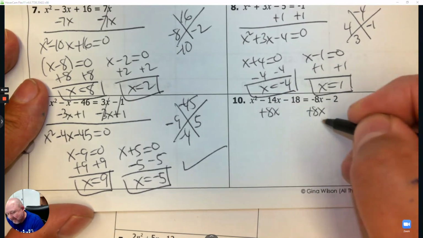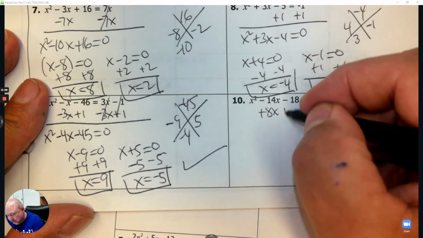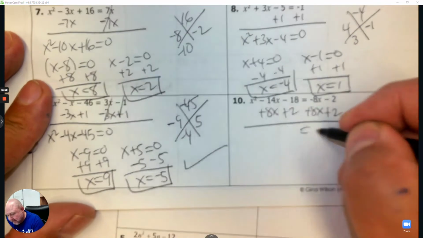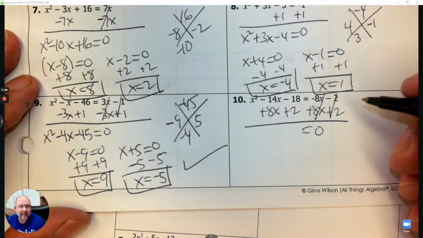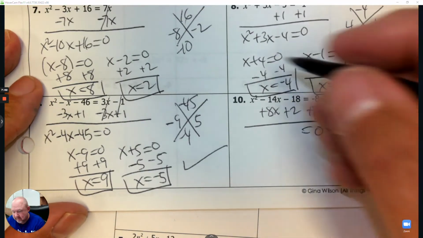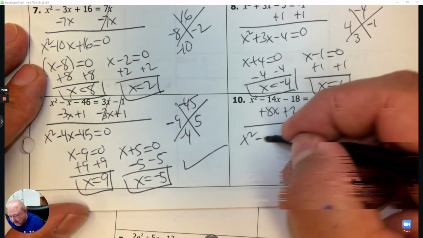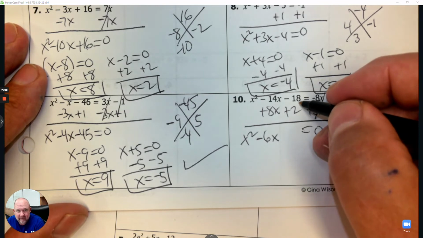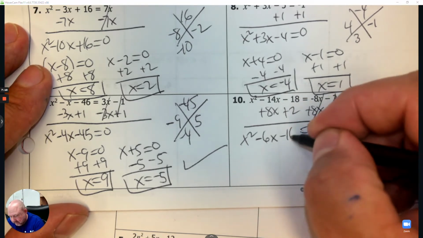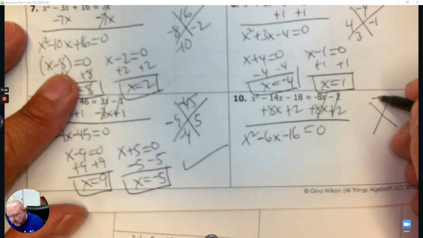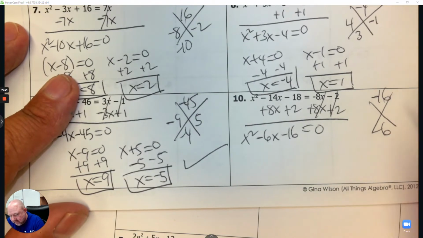Last one. Step 1, make it equal to 0. So I'm going to add 8x. I'm going to add 2. By doing that, these eliminate, and I'm left with 0. On the right side, I have x squared. Negative 14 plus 8 is negative 6. And negative 18 plus 2 is negative 16. So those are my numbers, negative 16 and negative 6.